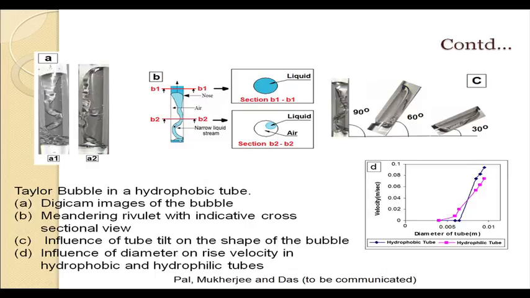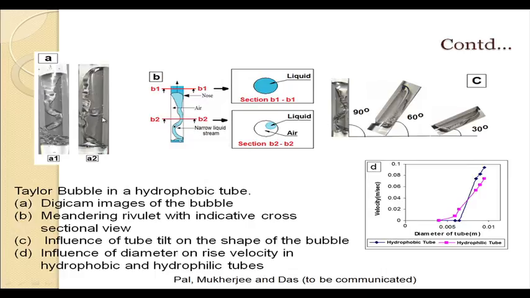And we find that this meandering tendency is maximum for the vertical case. As we tilt the tube, the liquid predominantly has one particular space to flow down. So, as the tilt increases, the meandering tendency decreases with time.